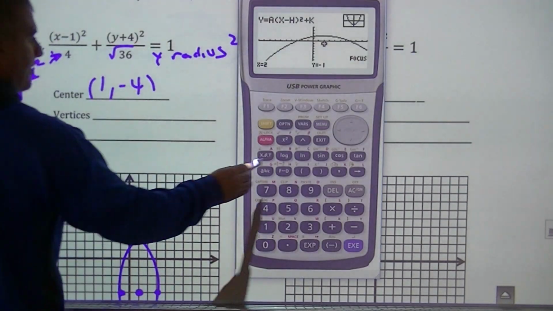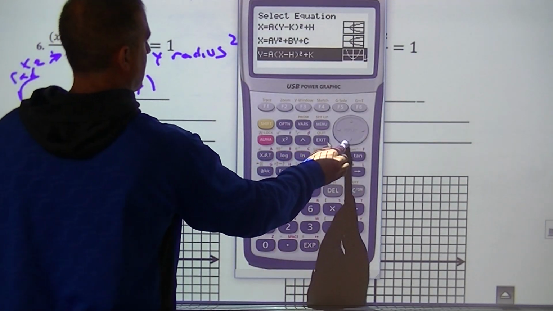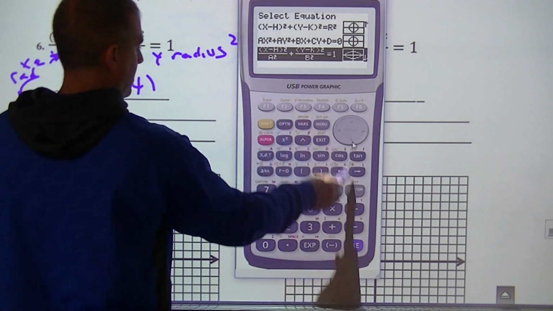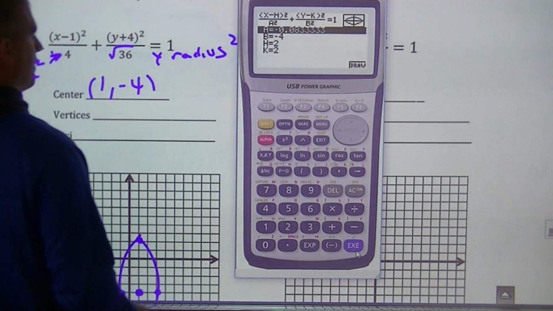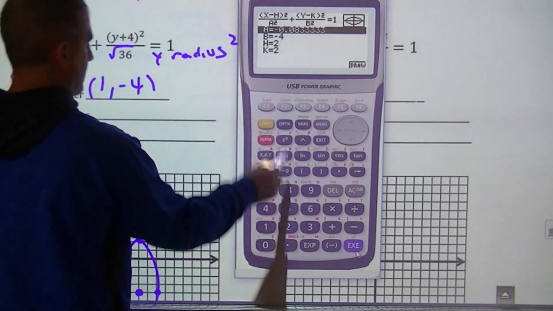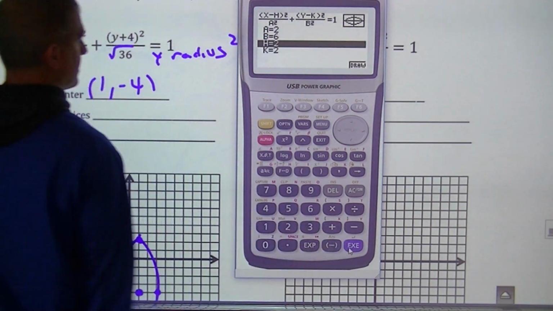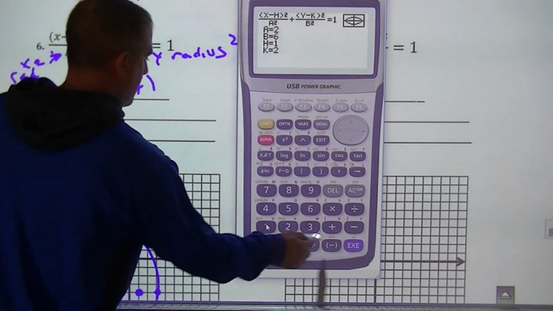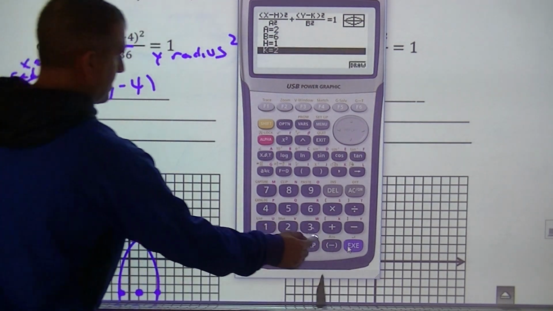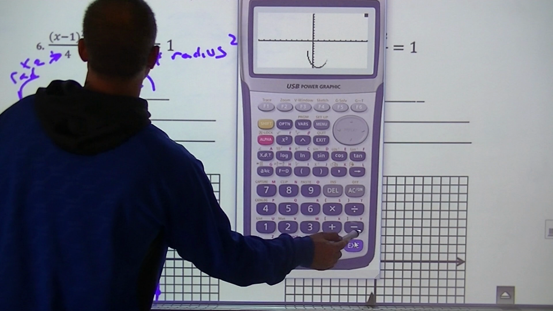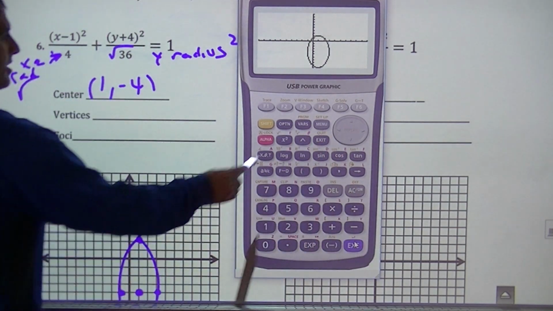If you want to go in and figure that out, you go in and find the conic. That is the ellipse, and you just put all this stuff in. So that's going to be 2. That's going to be 6. That's going to be 1. That's going to be -4. All right, looks just like our picture.